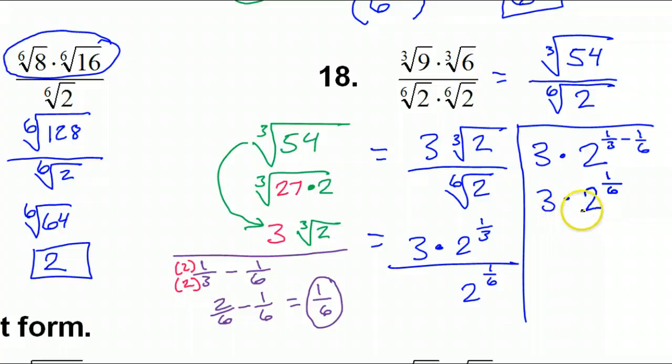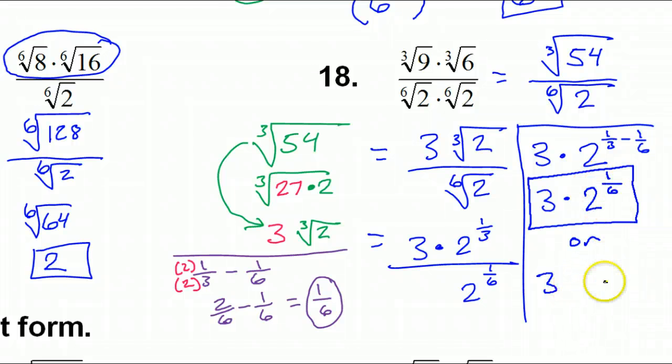Now, I'm reaching the end of the road. So I'm going to have to talk to my colleagues to decide exactly if we care how we leave this answer, but you know, 3 times 2 to the 1/6 power, or putting this back into radical form would be 3 times the 6th root of 2. All right? But these would be the answers. This is the best we can do for number 18.